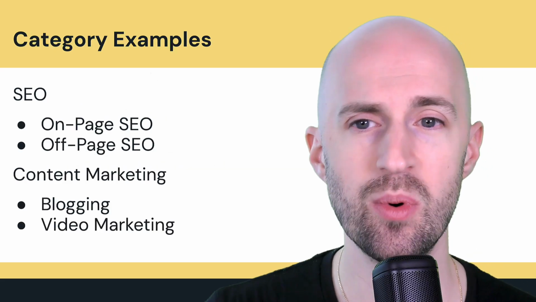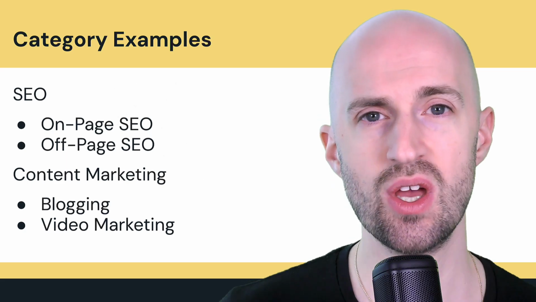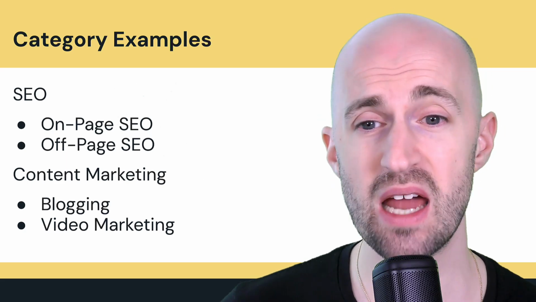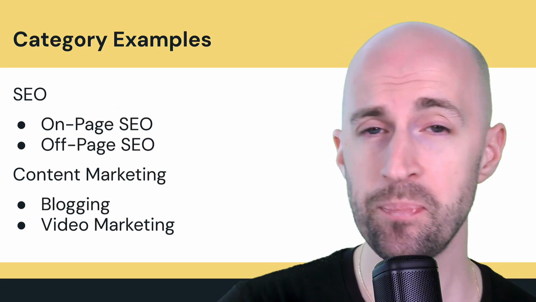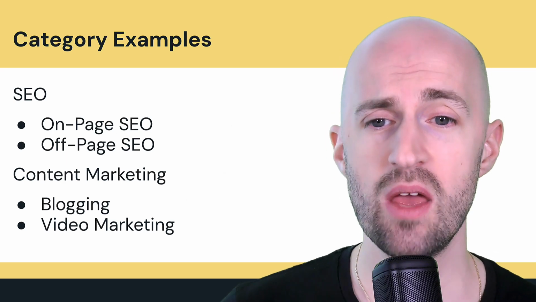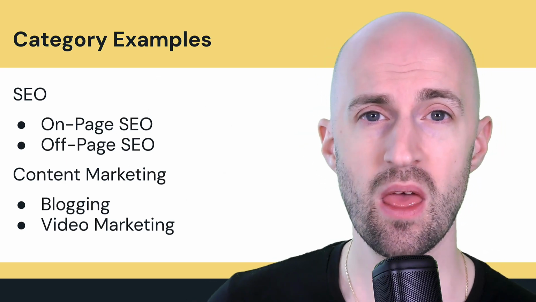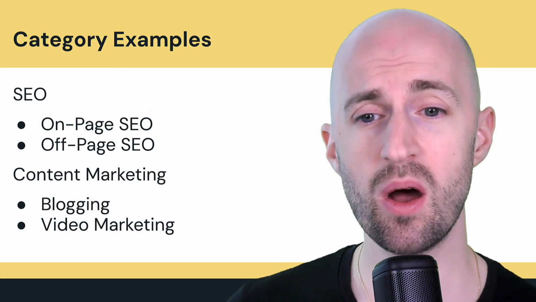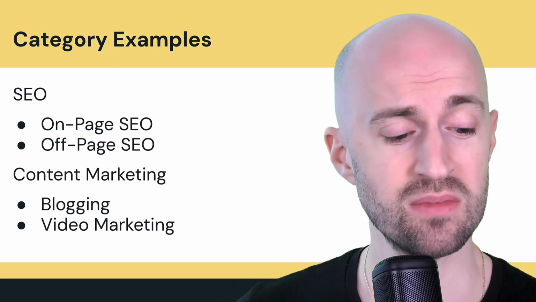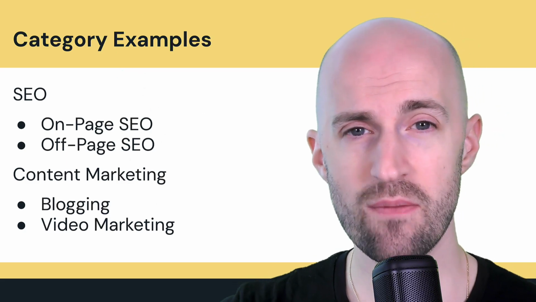So here's some examples. Let's say you have an SEO section of your site. Some categories could be on-page SEO, off-page SEO. If you have a content marketing section, there could be a specific category around blogging, around video marketing. These are very broad subjects that you can go into detail. So let's compare them directly.